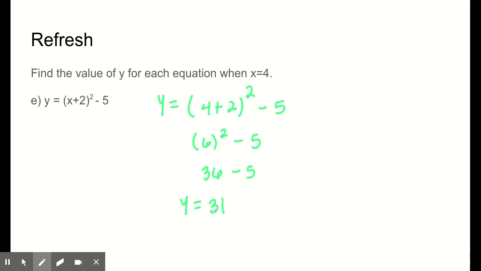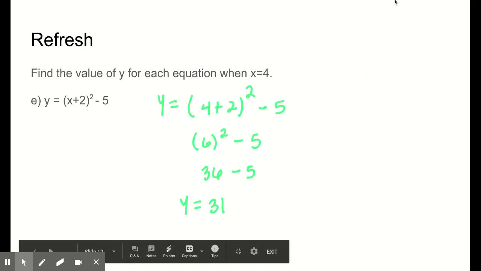Now it's just a few problems to make sure that you're following the order of operations properly. And that is it for 2-1.